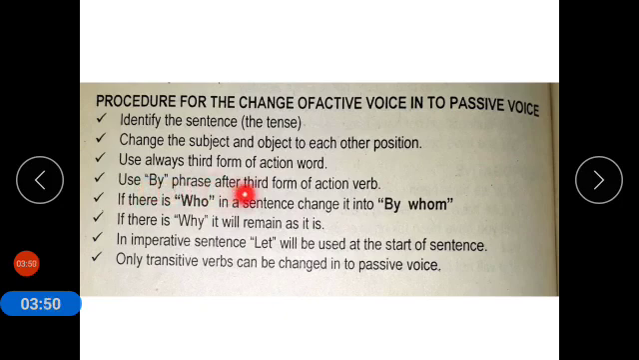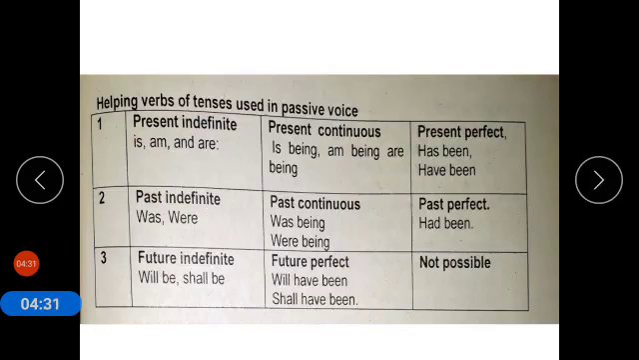Use by phrase after the third form of the verb. So in passive voice you have to use by after the third form of verb. If there is who in a sentence, change it into by whom. If there is why, it will remain as it is. In an imperative sentence, let will be used at the start of the sentence. Only transitive verbs can be changed into passive voice. You have to keep these points, these rules in mind.